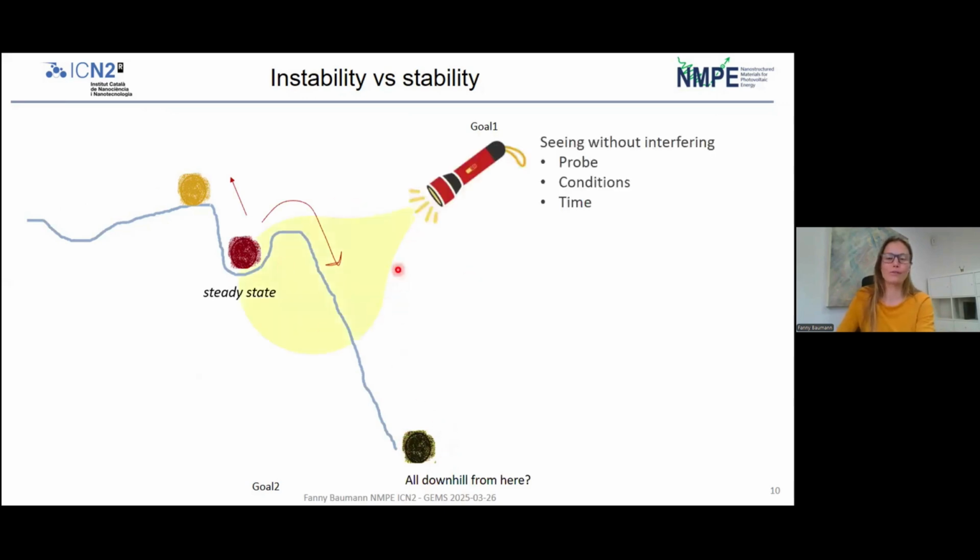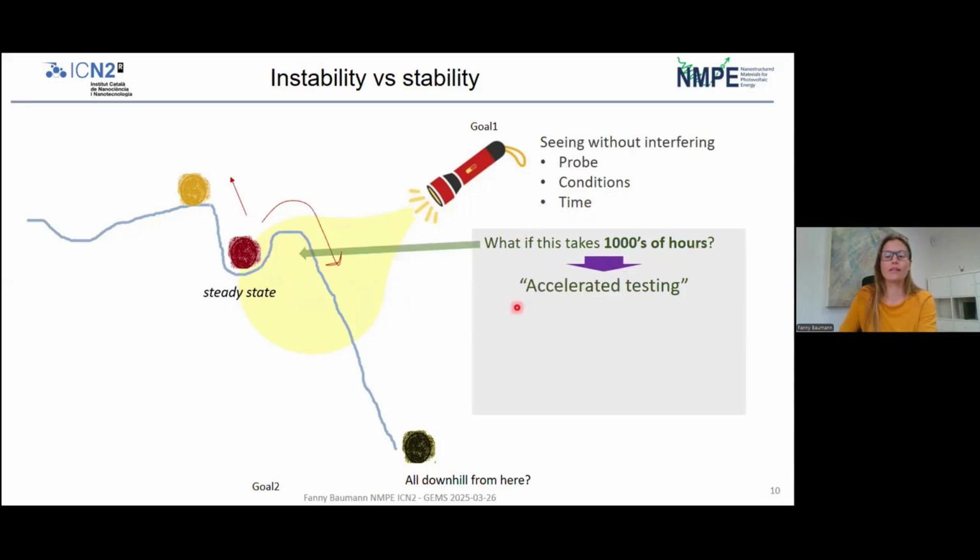So what we want to do for our first goal is try to see what happens at this stage without interfering with the processes. So this puts a lot of constraints on what probe, what conditions, and what time frames we have to use. Because our probe has to be able to not interfere with what's going on. Our conditions have to be as similar as possible to what actually happens under operation. And if something takes a really long time, for example, if this takes 1,000 hours, we might need to perform accelerated testings in order for our experiments to be able to catch changes.